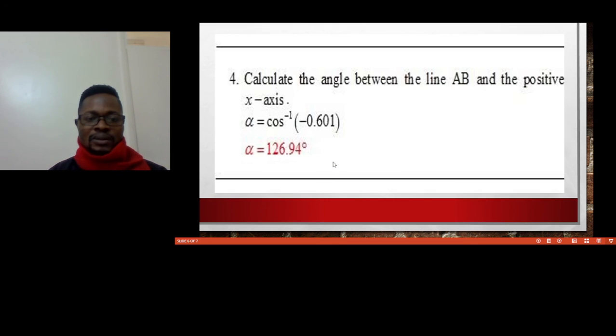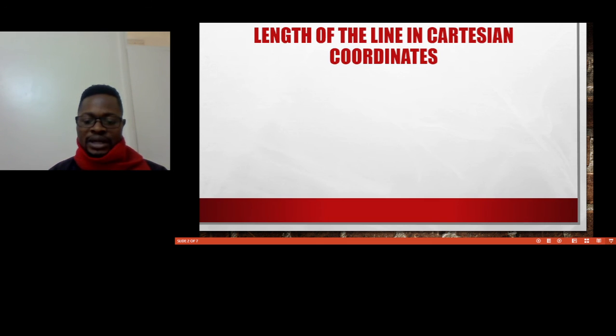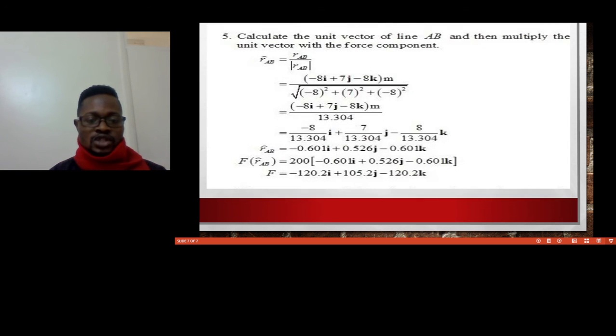Remember, in our equation, we were given the force, and it was 200 Newton. They say that a force of 200 Newton acts along the line AB. So what is its component in the positive Z direction? So for its component, we are going to multiply that 200 Newton into all these that we got as our unit vector.